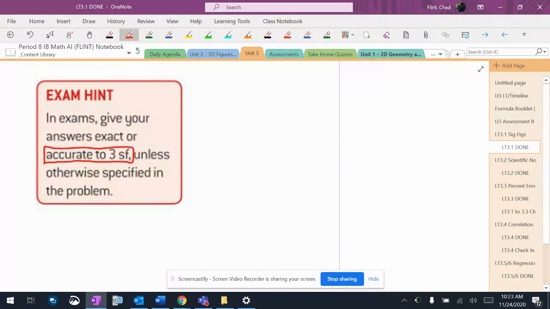So this is pretty easy if you had a number that was like 4,782. That's 4 significant figures because they're all not zeros. So you would want 1, 2, 3 significant figures. All right, so that would be 4,780 because this 0 is not significant.